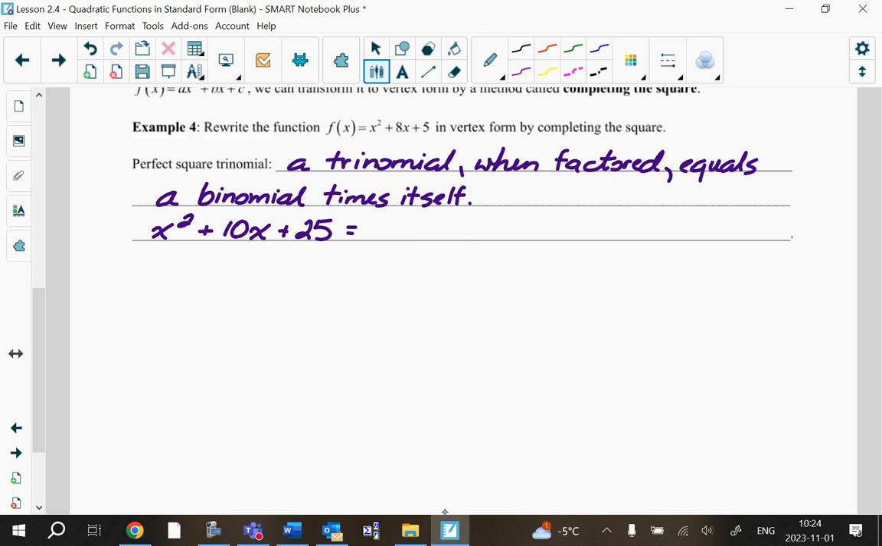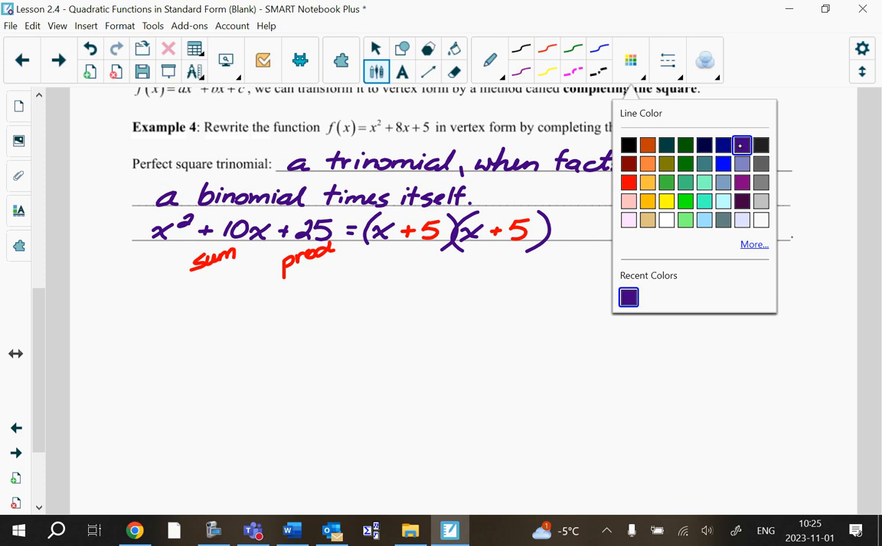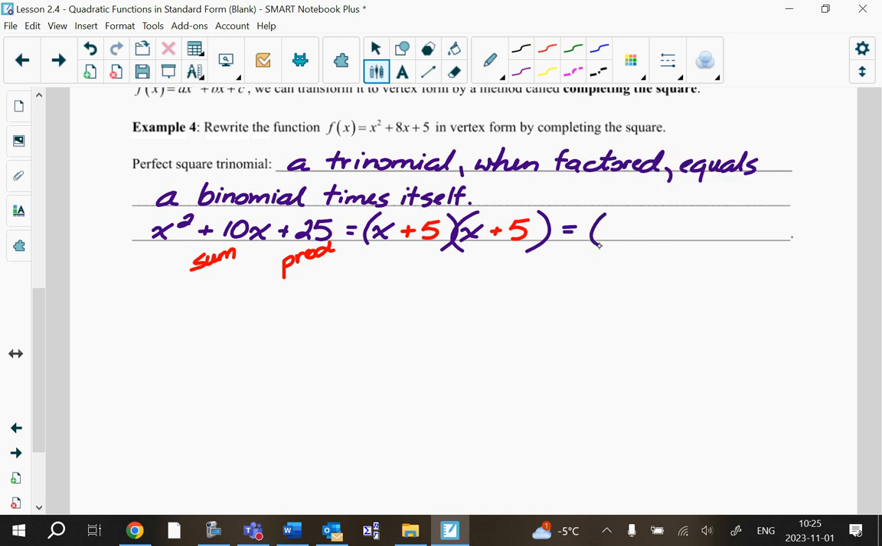Remember when we factor these x squared trinomials, 2 sets of parentheses, what goes in the first term of each? x and x. And how do I figure out the numbers again? Sum of 10, product of 25. Right. Two numbers that have a sum of positive 10 and a product of 25. 5 and 5. Anything times itself. And parentheses x plus 5 squared.